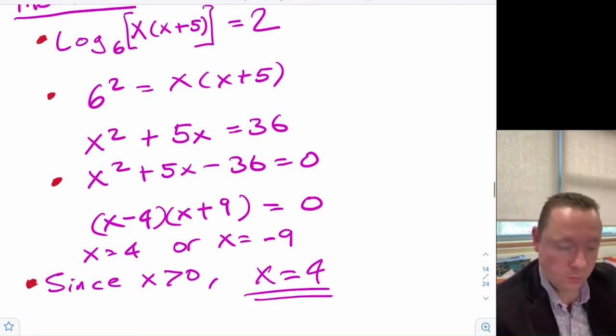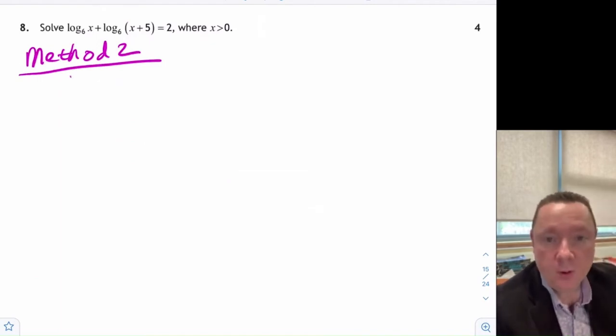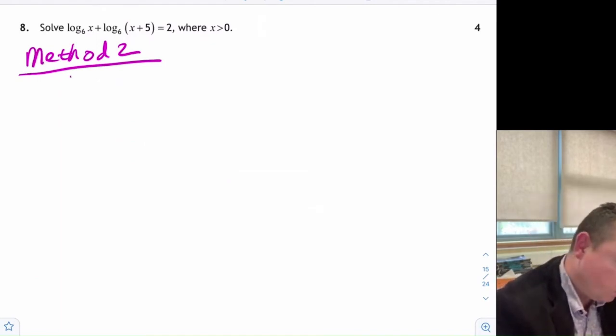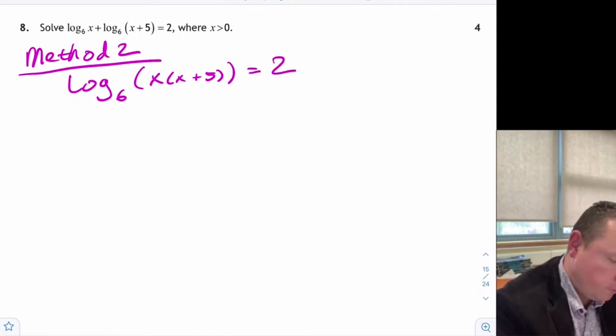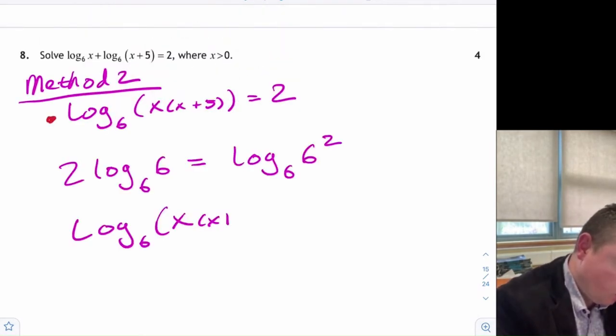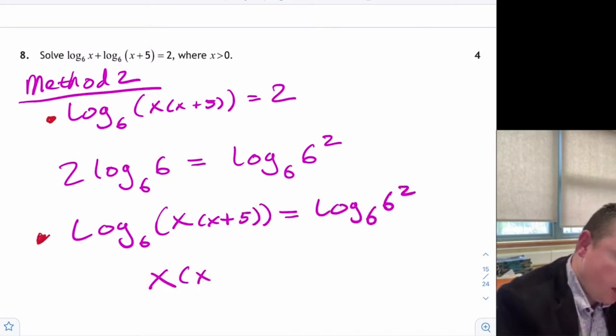Let's look at method 2. So method 2 starts the same way. We apply the same rule as before. So we write log base 6 of x(x plus 5) equals 2. And we get our first mark. Log base 6 of x(x plus 5) equals log base 6 of 6 squared. Because remember, log base 6 of 6 is 1, so that is 2. And that would give us our second mark.